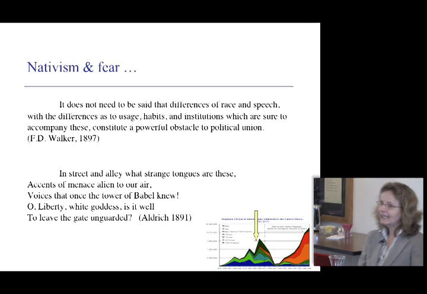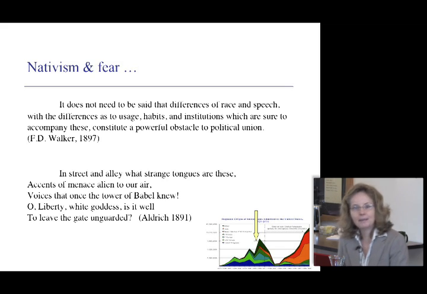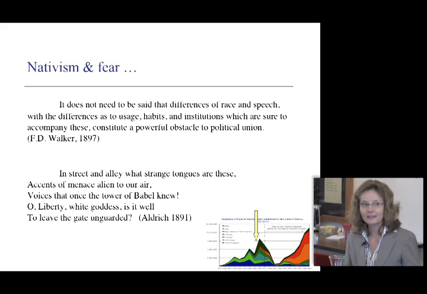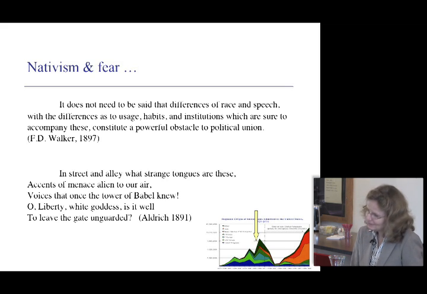But in the late 1800s, with this rapid upswing in immigration, particularly the particularly rapid upswing in non-English language immigrants, what turned out to be a time of, or perhaps because of it, was a time of increasing nativism.